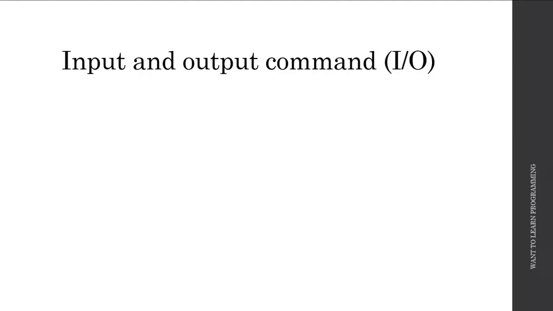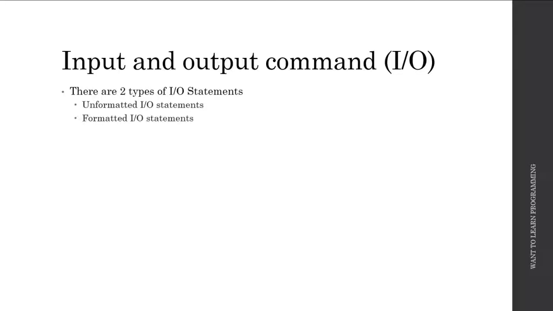So, input and output commands are classified into two types. The first one is called unformatted IO commands or statements, and the second classification is formatted IO commands or statements. Now, let's look at both of them in brief.